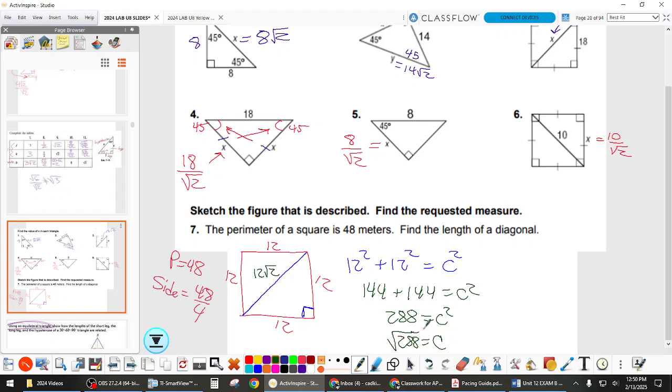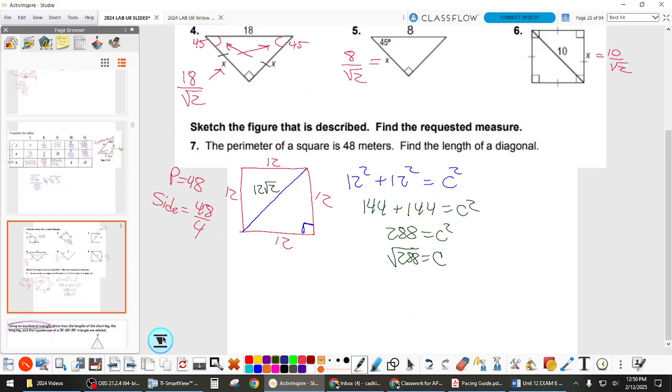Okay, and I wouldn't want you to leave it as square root of 288. I would want you to simplify that to 12 root 2. So do you see how much more work that can be? Sometimes that's what you do. Like, if this didn't happen to be a 45, 45, 90, then you'd have to use the Pythagorean theorem. But in those cases when it is, boy, it's nice to use the special right triangles. So how'd that go?